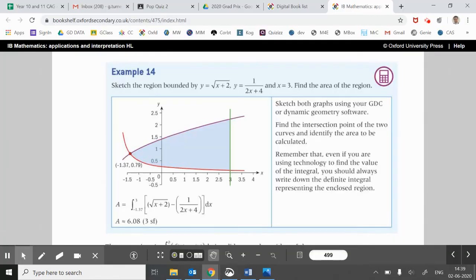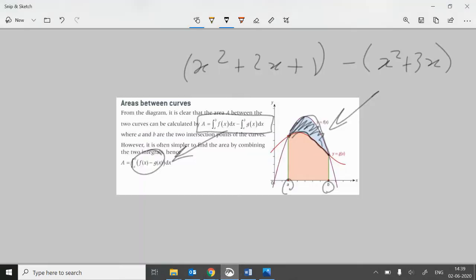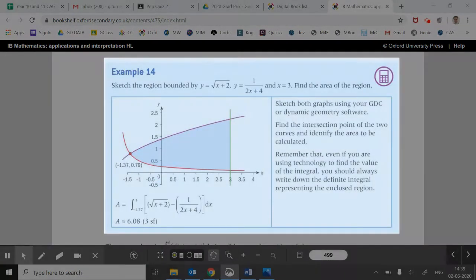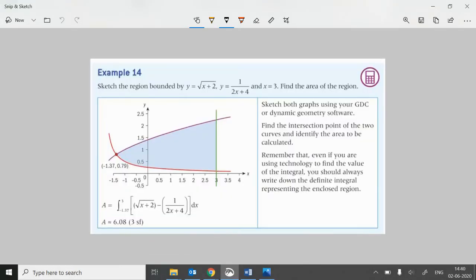Okay, there's a few questions here, and I'm going to go through them fairly quickly. So let's take a quick snip of question example 14. I won't write anything much on this, I'll just talk this one through. So this question says, sketch the region bounded by these two curves here, and x is equal to 3. So you can see that this has been done here. You can obviously use your GDC in this case in order to work this one out. X is equal to 3 is this line at the end that's needed to come up with an end to this region.